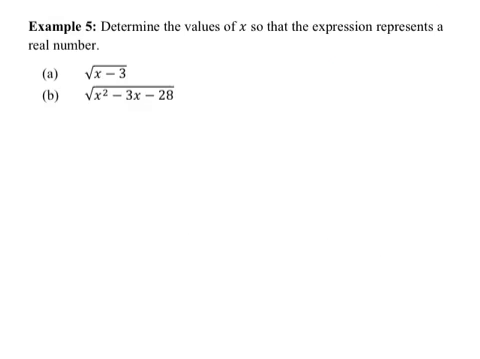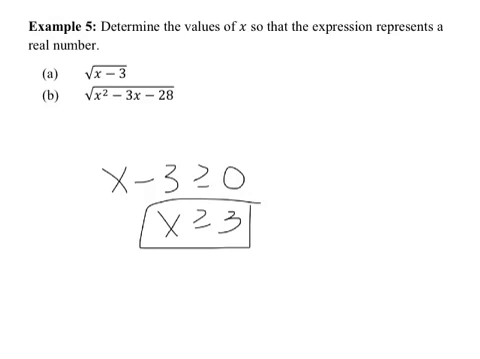Finally, example 5 says to determine the values of x so that the expression represents a real number. And we'll get a real number in these problems when the radicand itself is either 0 or positive. So it's any of our whole numbers. So we have to set this greater than or equal to 0, because again, under the radical you could have 0 or you could have a positive quantity there. So by setting that greater than or equal to 0, we just solve for x by adding 3 to both sides. So x must be greater than or equal to 3.